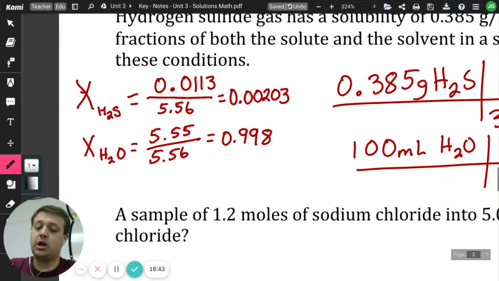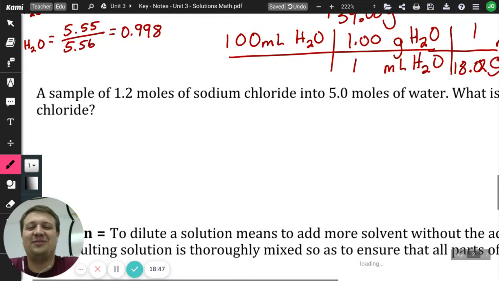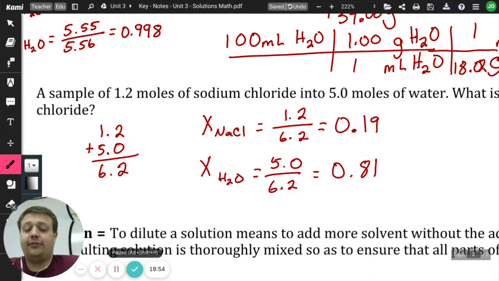So I want y'all to come down and solve this easier problem for solving for mole fractions. All right, so pause your video, solve the problem, we'll talk about it. Go ahead. Okay, so let's take a look at this.